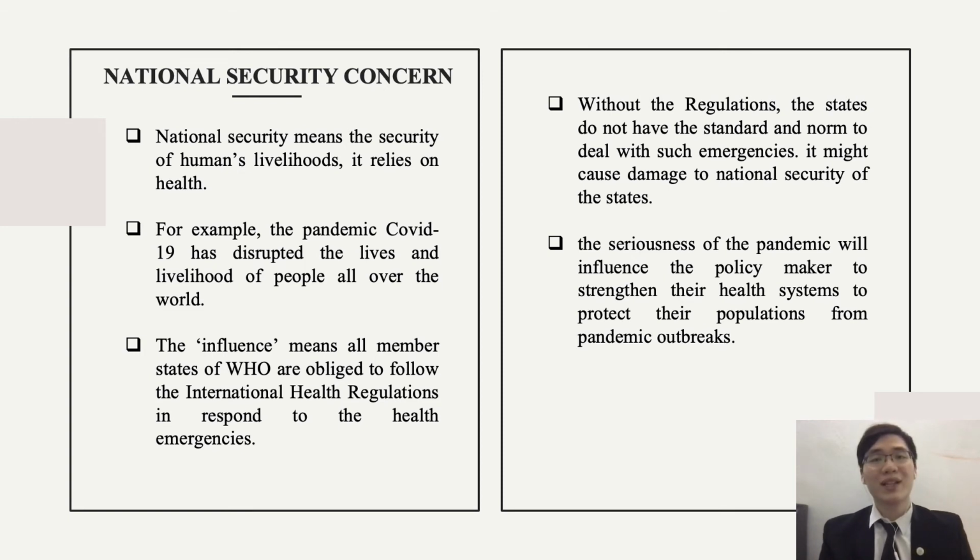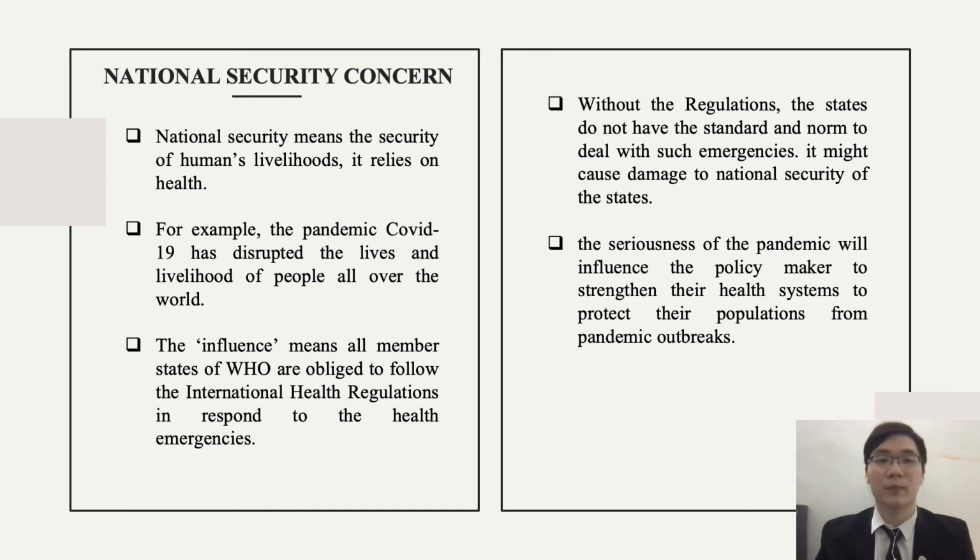The influence here means all member states of WHO are obliged to follow the International Health Regulations in response to the emergency. Without the regulation, the states do not have the standard and norm to deal with such emergencies, so it might cause damage to the national security of the states. Therefore, the seriousness of the pandemic will influence policymakers to strengthen their health systems to protect their population from pandemic outbreaks.